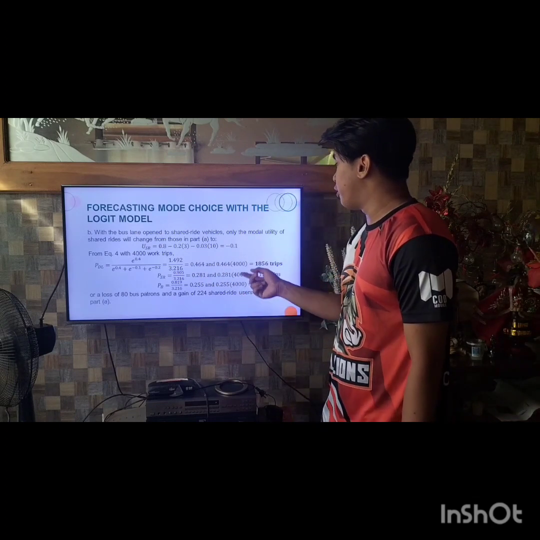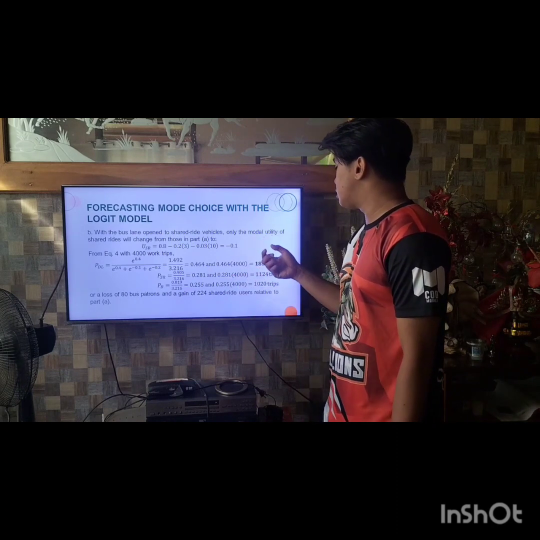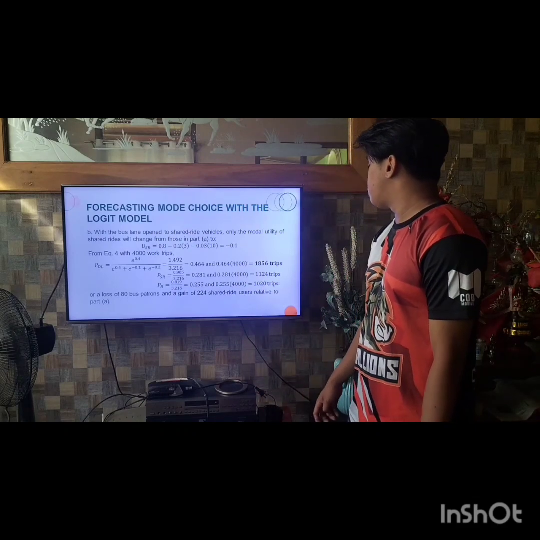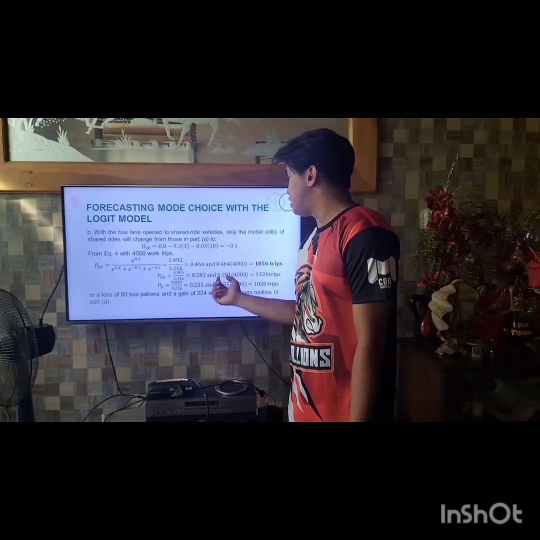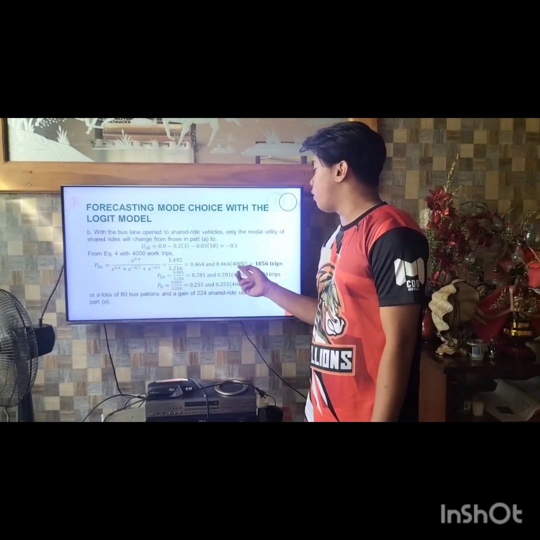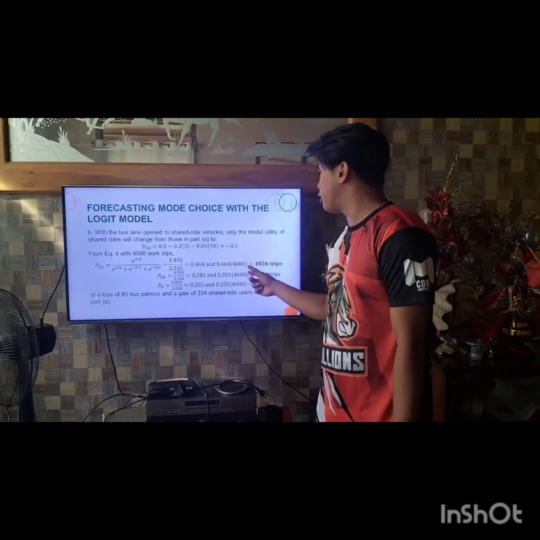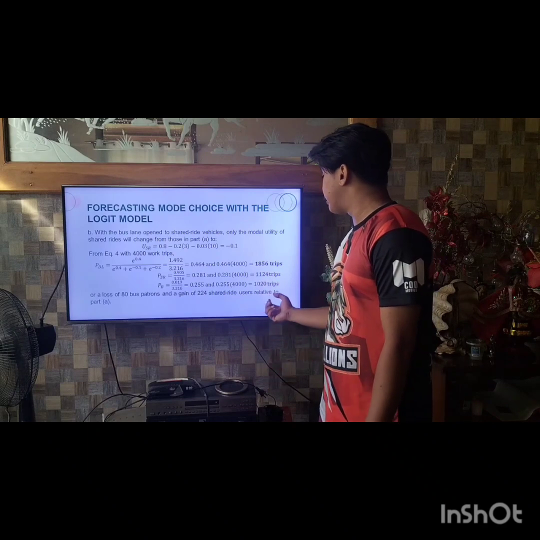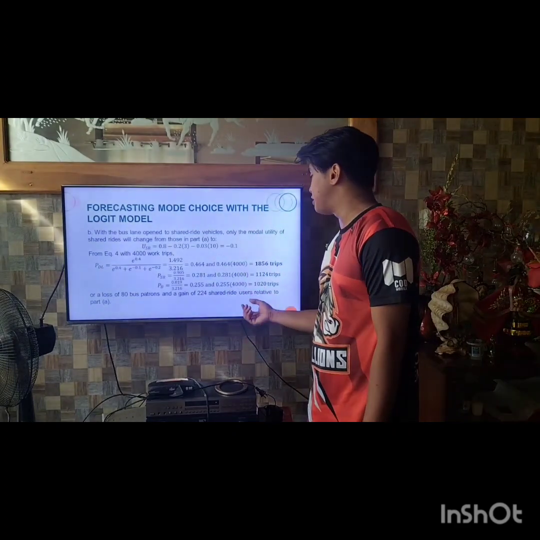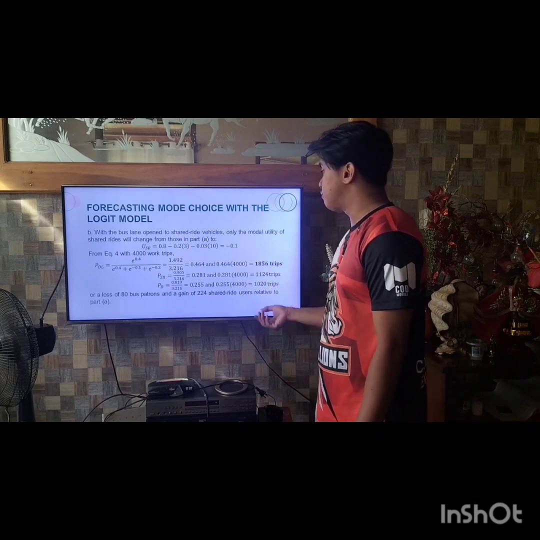0.905 over 3.216, which is equal to 0.281, and 0.281 times 4,000 is equal to 1,124 trips. And P sub B is equal to 0.819 over 3.216, which is equal to 0.255, and 0.255 times 4,000 is equal to 1,020 trips, or a loss of 80 bus patrons and a gain of 224 shared ride users relative to part A.